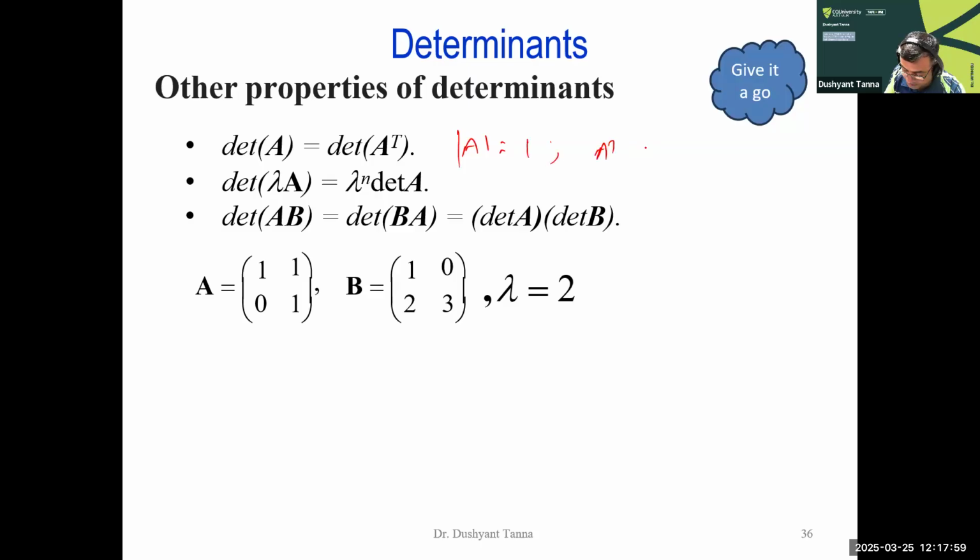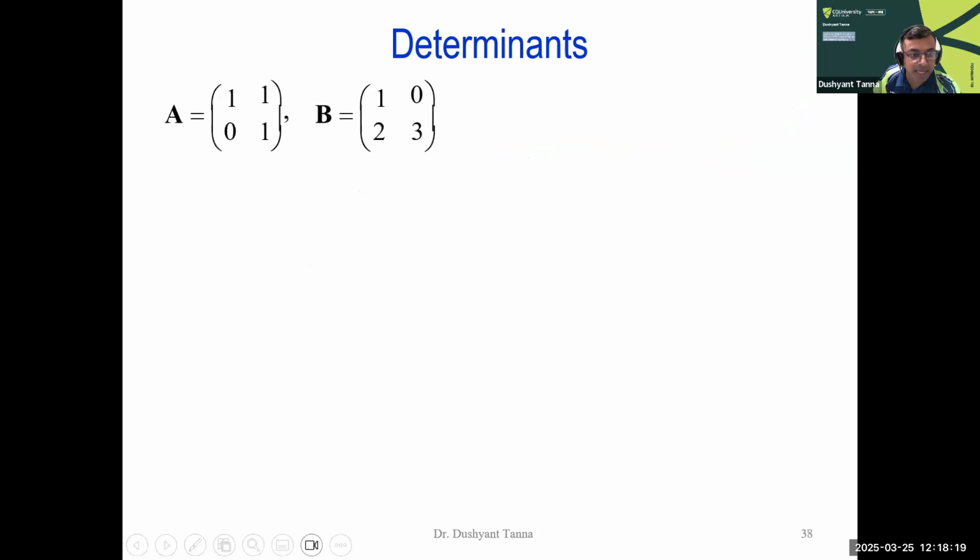If you talk about A transpose, you talk about 1, 1, 0, 1. Again, determinant is 1. So they are both the same. And then your lambda is equal to 2, you multiply A by 2 and obtain it. Then A times B, determinant of AB. Just verify all of them, and if any doubt, any issues, just get back to me. Okay?